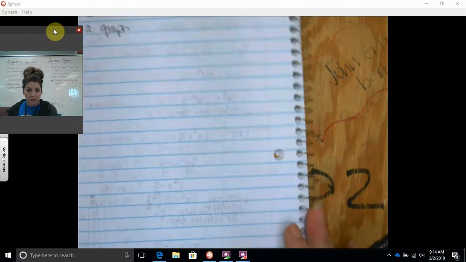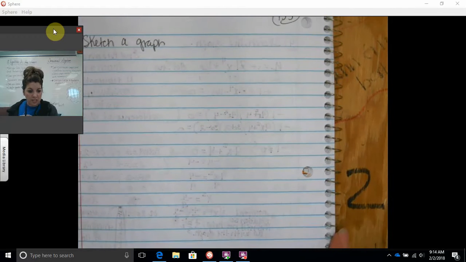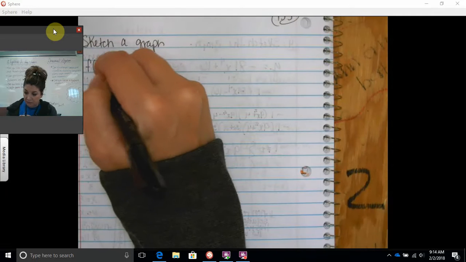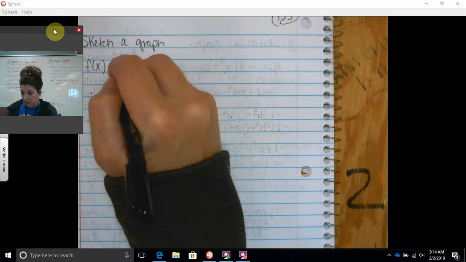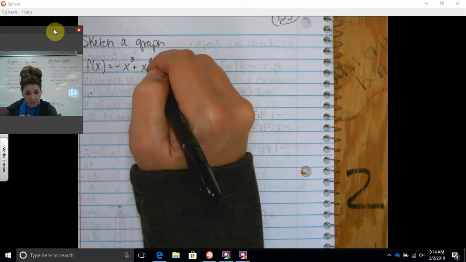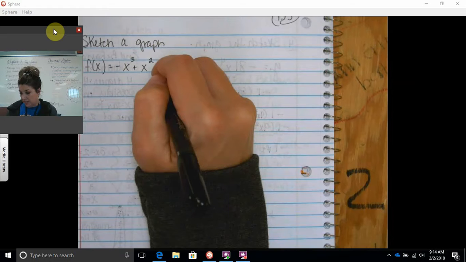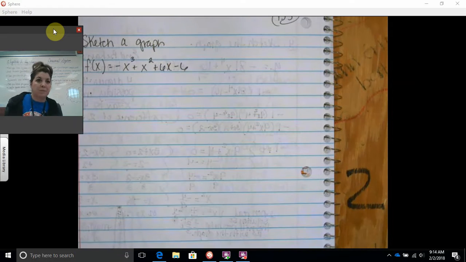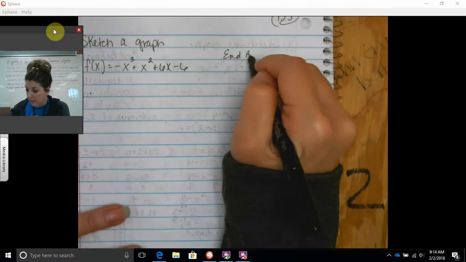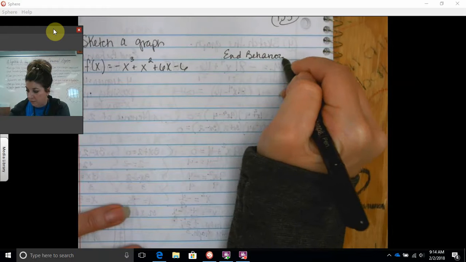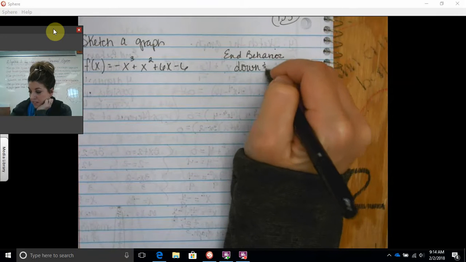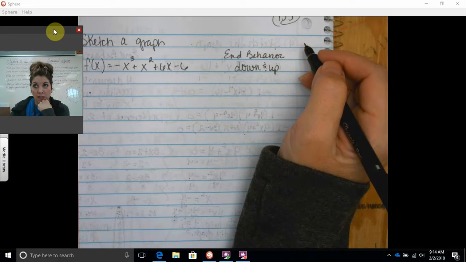All right, page 135. Sketch a graph. We have f of x equals negative x cubed plus x squared plus 6x minus 6. What is our end behavior? Down and up. Memorizing that is going to help you with the graphing. You're going to have to do a whole lot less math, okay?